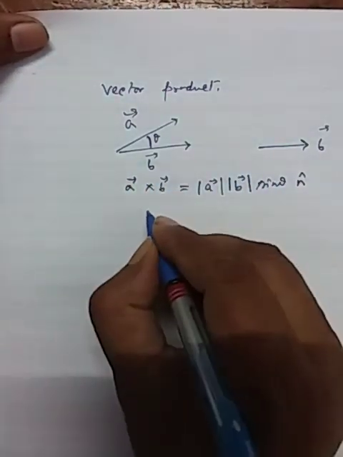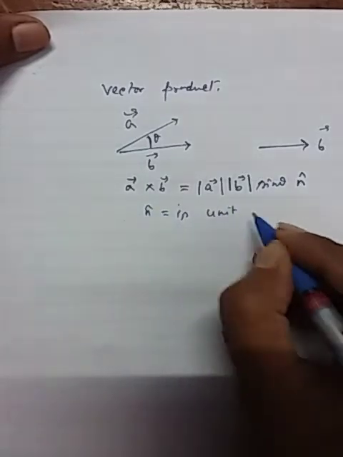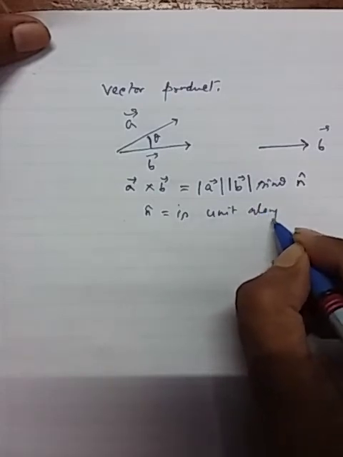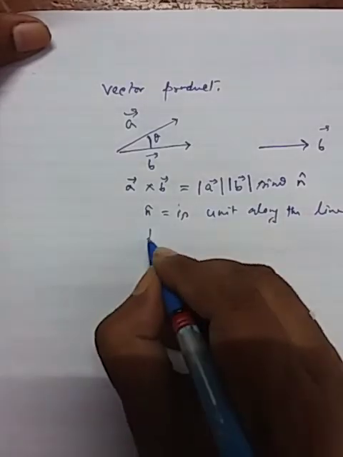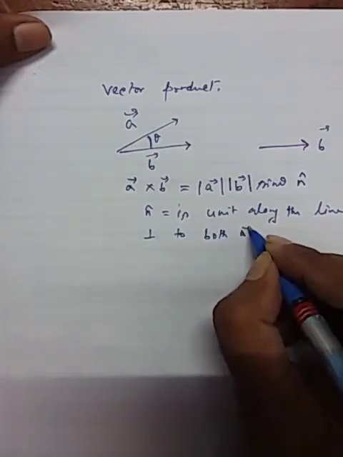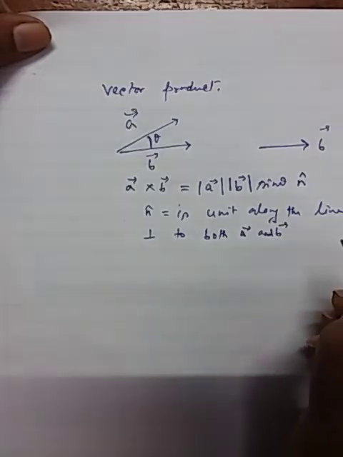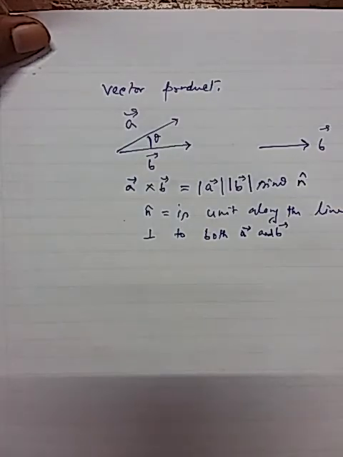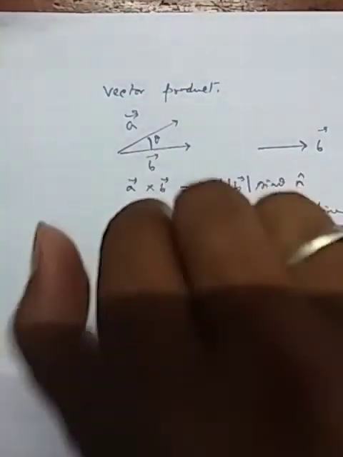And what is n cap? N cap is a unit vector along the line perpendicular to both vector A and vector B. Vector A and vector B, and A cross B, that means it will act into the paper. If A and B are lying in the paper, A cross B will lie into the paper.